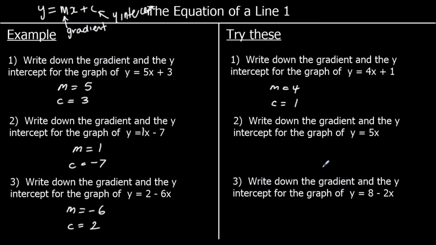The second one, it's 5x, so it's got a gradient of 5, but there's no plus c, there's no y-intercept. It's crossing the y-axis at 0. So c is 0.